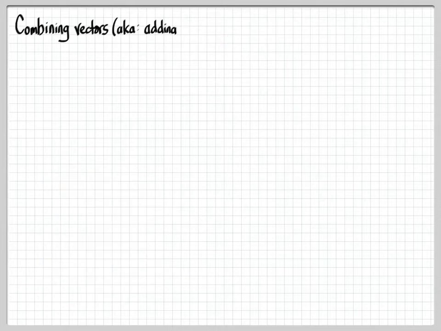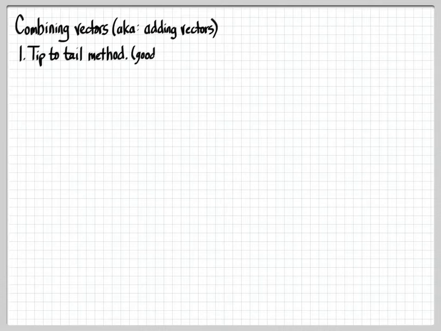So now we need to talk about combining or adding vectors. We're going to do this again in another later lesson, more precisely when we do it with components. But now we're just talking about drawing pictures, adding them geometrically. There are two common methods. They amount to the same thing.